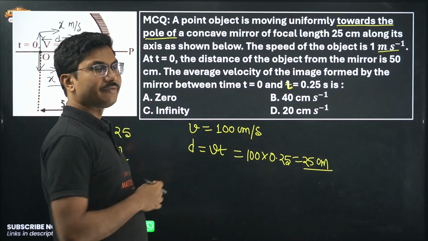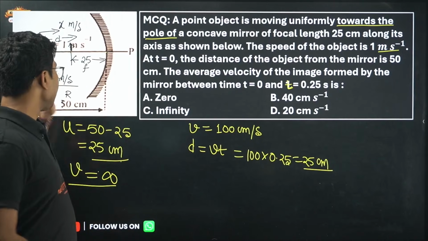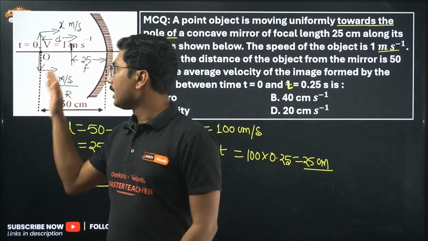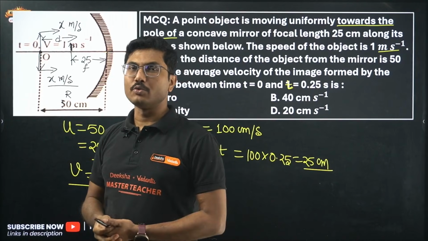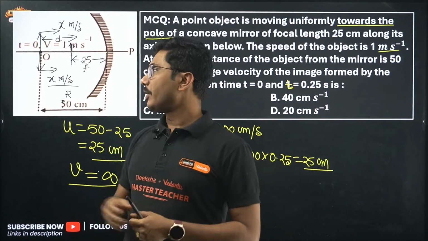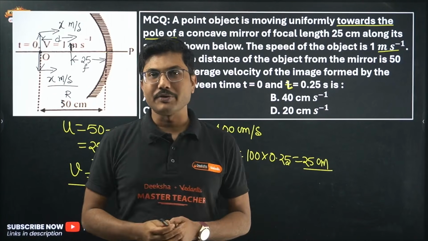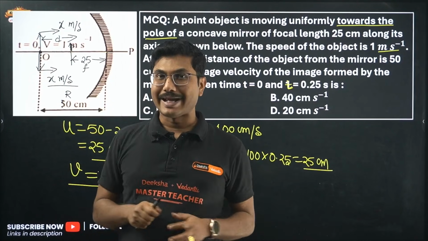So when the image is at infinity, what is the displacement of the image? The image started from 50 centimeter and moved to infinity in 0.25 second. That is how we calculate the average speed. At JEE level they will not give you this simple question. At JEE level they will give you some value with which you actually have to calculate the distance.